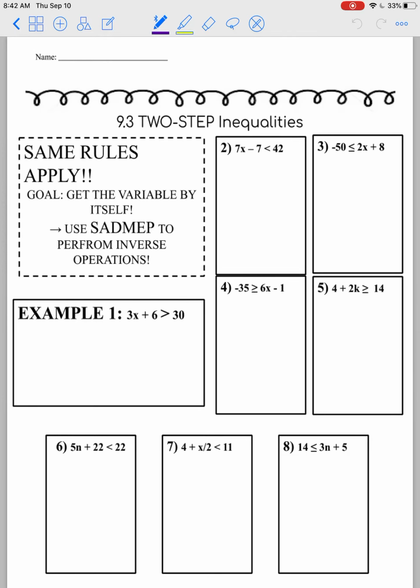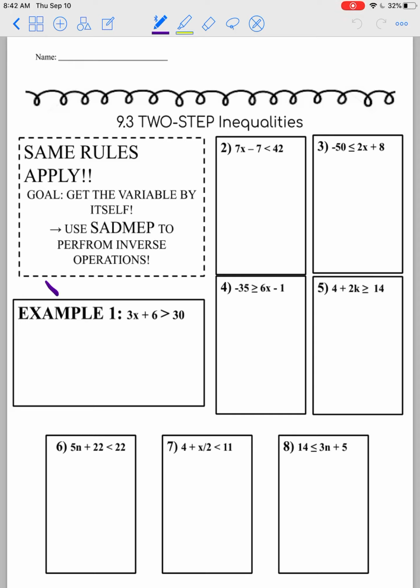Hey folks, let's start today by talking about two-step inequalities. Now, it's just like doing two-step equations. We just have an inequality sign, okay? Now, I will tell you, today is without negative numbers. Tomorrow's with negative numbers. Tomorrow the rules will be a little different. But with no negative numbers, everything's the same, right? Just as equations. With one kicker.